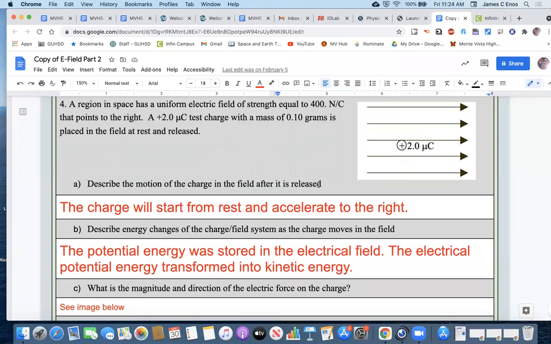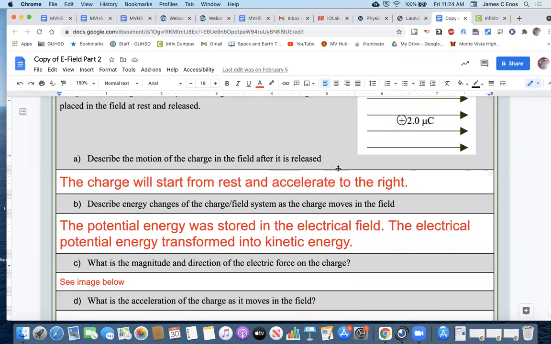So in talking about the motion for this, we have an idea that this charge is going to start from rest and accelerate to the right. So we kind of know that it's starting here from rest, and that's what it says here, given, and it's going to accelerate to the right. So in terms of the motion, that's what we got going on.